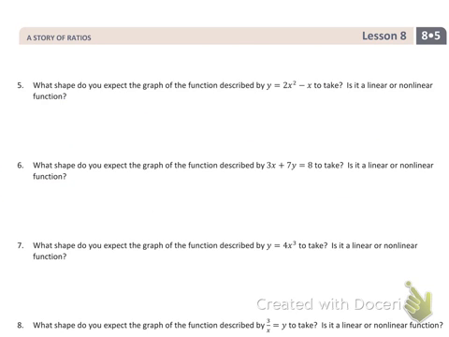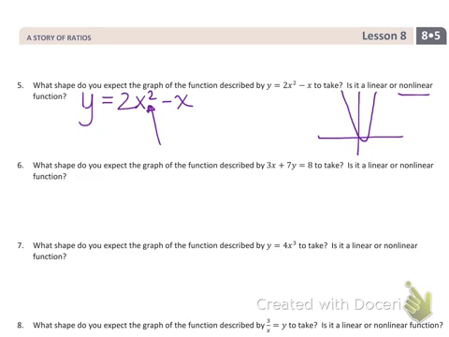Okay, let's look at the next one. We've got the equation y equals 2x squared minus x. So, that one's going to be nonlinear because of the exponent on this term right here, the 2x squared term. And this is actually going to plot something like that. It's very much like the y equals x squared, just shifted over a little.